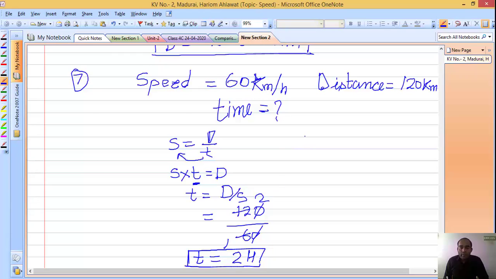So if here is hour, then it will be hour. If here is second, then the time will be in second. If here is kilometer, the distance will be in kilometer. If here is meter, the distance will be in meter. Okay, we will see the speed and will decide the unit of distance and time. If here is kilometer, the distance will be in kilometer. If here is hour, the time will be in hour. If here is meter, the distance will be in meter, and here is second, the time will be in seconds. Okay, let's take one more example.